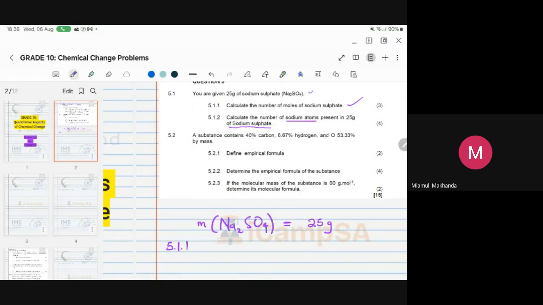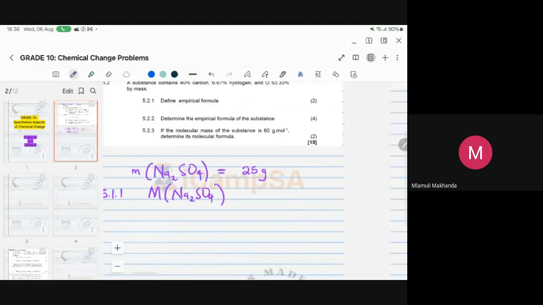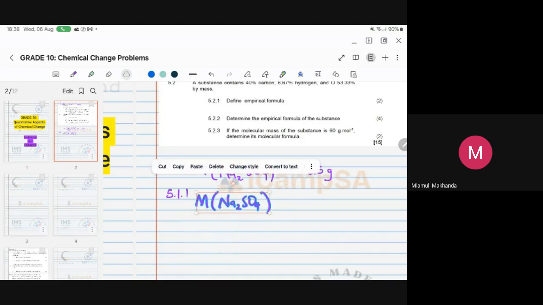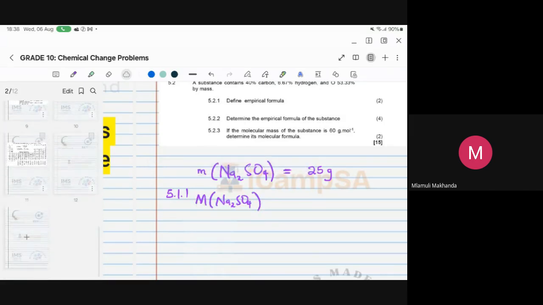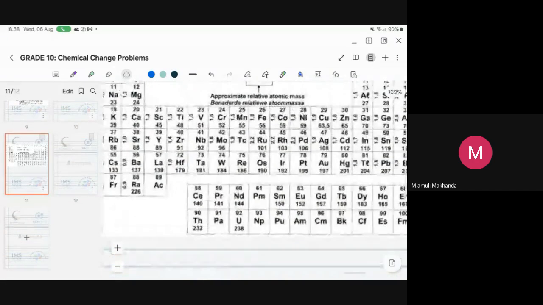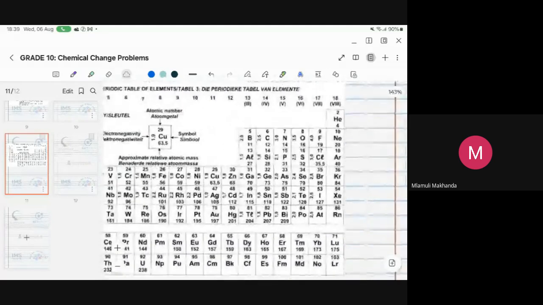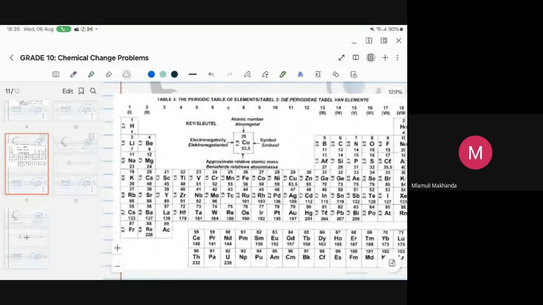And before we can actually find the number of moles, we must know what the molar mass of sodium sulfate is, right? So to find that, we need our periodic table, so that we can find the different molar mass of each element in the sodium sulfate compound. So let's go to our periodic table. This one right here, right? So, okay, hope you guys can see this periodic table.